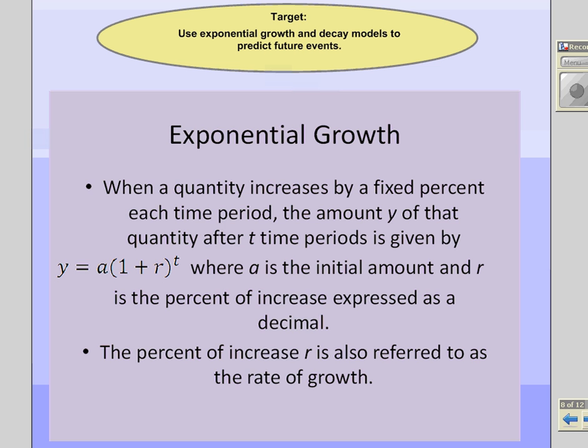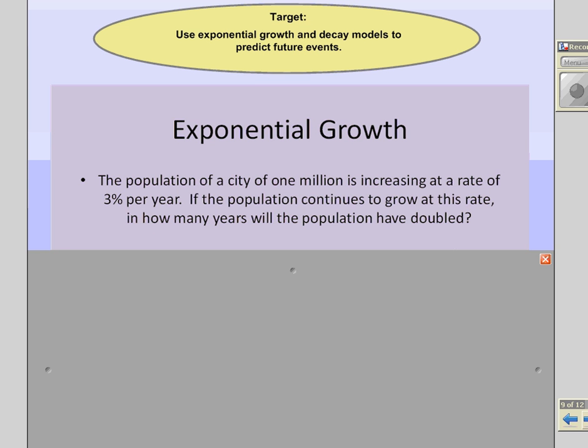We also have exponential growth. The exponential growth model is going to look very similar to the decay model, except for growth, we're going to use addition. We still have an initial amount a, we still have the percent of increase, which is r, and we still have the time period, which is t. r is the rate of growth, and y will be our amount after this time period. Again, this expression is used more in a financial sense, how something can increase in value, or a population.